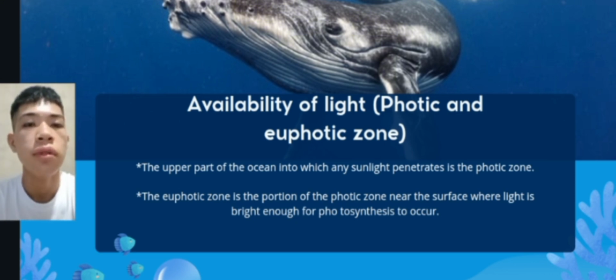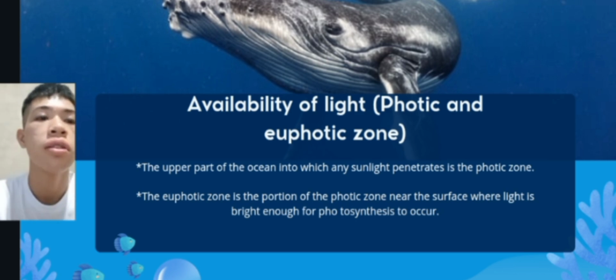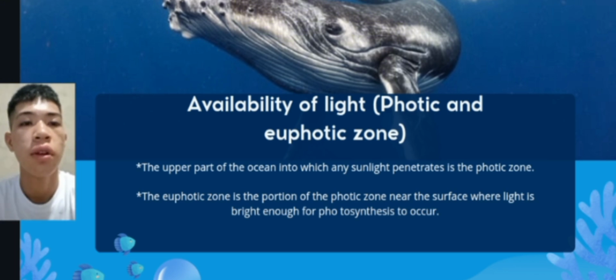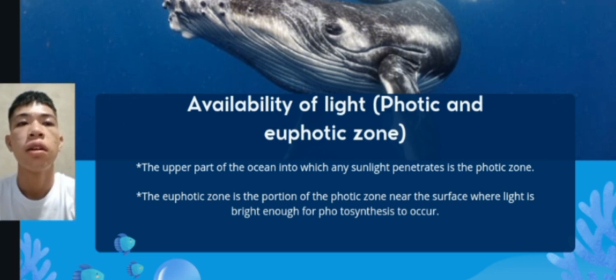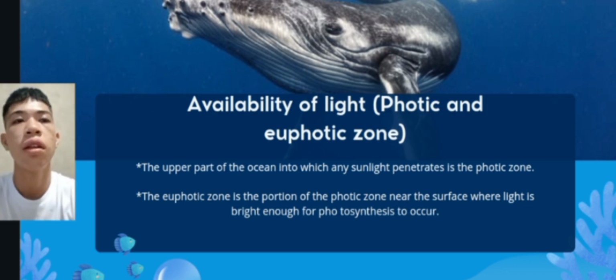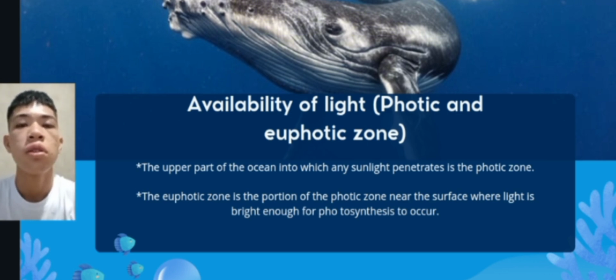Then the euphotic zone. It's the portion of the photic zone near the surface where light is bright enough for photosynthesis to occur. In clear water, this zone can reach a depth of 100 meters, but the zone will be much shallower in cloudy water. In the euphotic zone, small free-floating algae, the phytoplankton, use sunlight to produce food molecules and become the basis of most food chains.